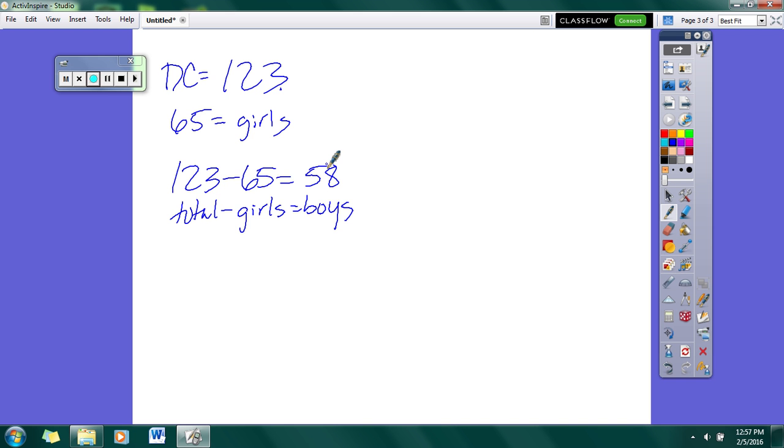So it asks for the ratio of boys to girls. This would be 58 over 65. What's the ratio of the number of boys to the total number of students? Since again we know we have 58 boys, our total students is 123.